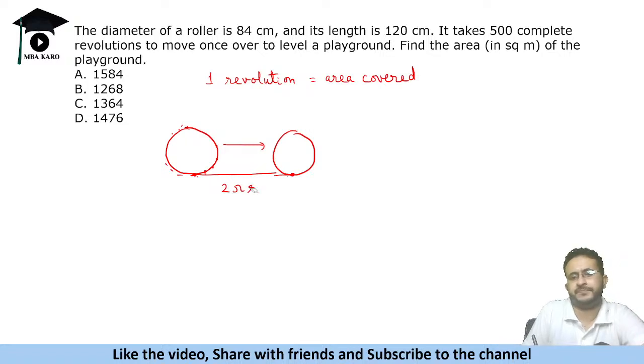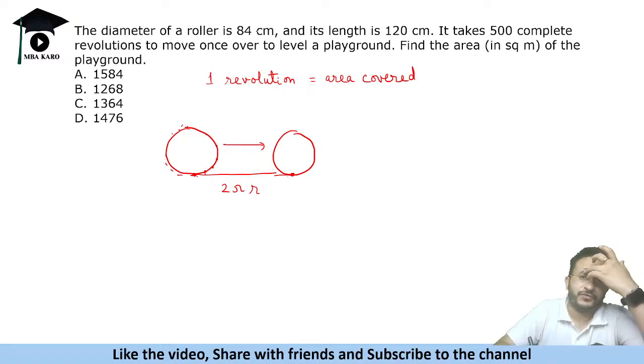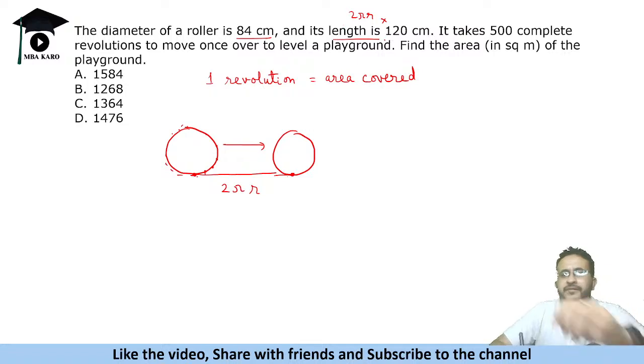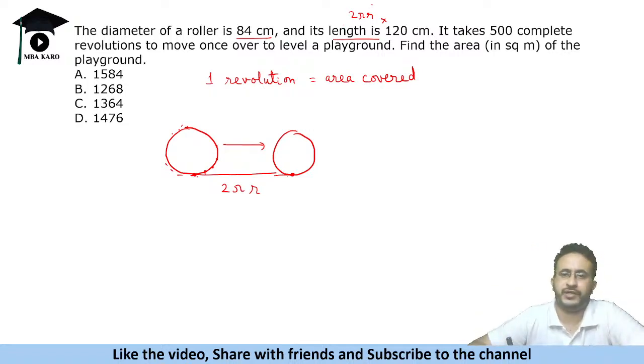2 pi r is the distance covered, right? So this is the length. One of the dimensions, instead of 84, you take 2 pi r. This is the diameter, so take the radius. So 2 pi r is one of the dimensions, and the length is the other. That will give you the area of one revolution, multiplied by 500. So this is how you find the area with a roller.